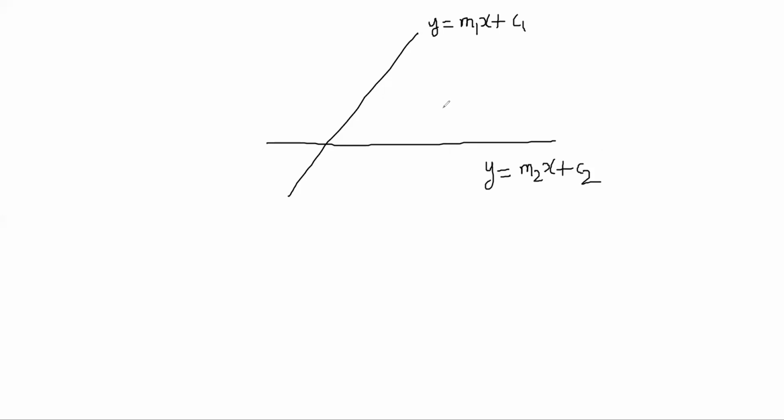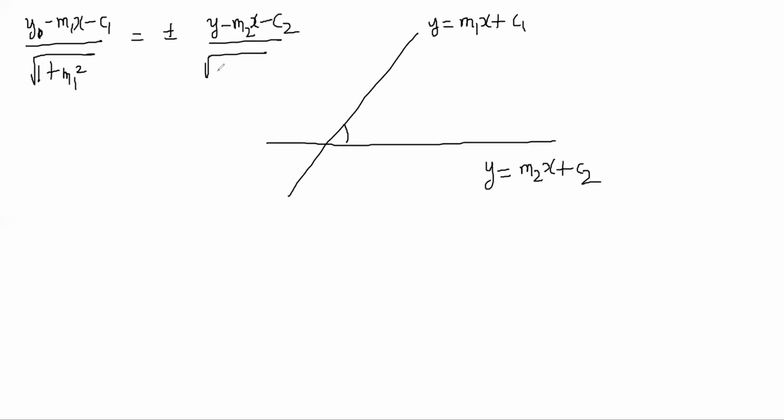I will tell you what to do. So there are two lines, right? Suppose this is one line, y is equal to m1x plus c1. This is another line, y is equal to m2x plus c2, right? Now the equation of my bisector I can write as (y minus m1x minus c1) by root of 1 plus m1 square is equal to plus minus (y minus m2x minus c2) by root of 1 plus m2 square. Correct? So these are my two bisectors. I'm just confused about which one is which, right?